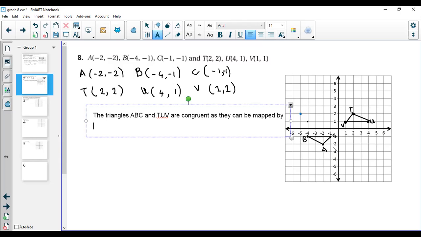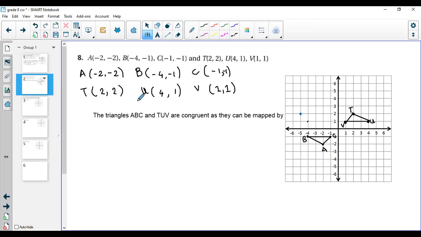So it needs to be either translation, reflection, or rotation. Can it be a translation? No, translation does not turn the pictures. It just moves it around. So you rule out translation too. Let me make it clear for you.